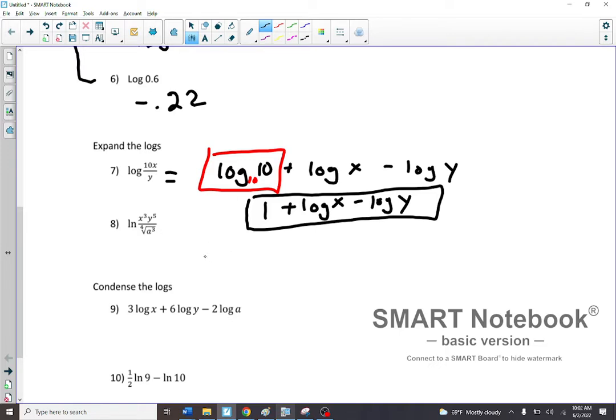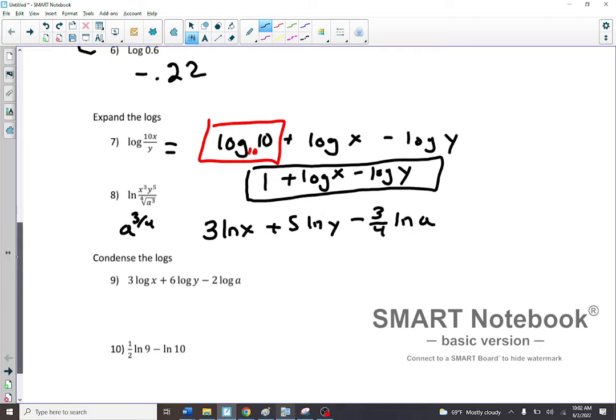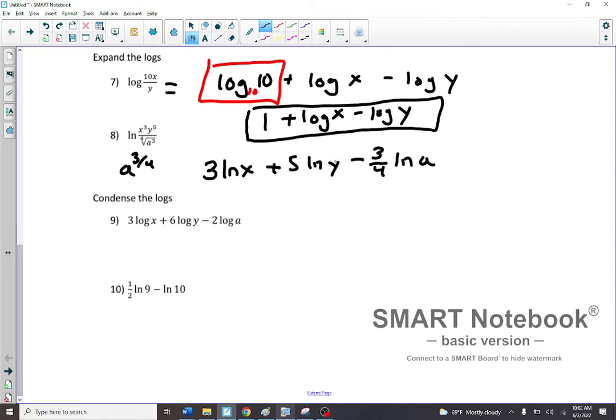Here, ln, anything that's an exponent moves to the front. So ln, 3 ln x plus 5 ln y minus, now, a 4th root of a, you could rewrite that as a to the 1/4 power. So I'm going to write 3/4 in front, ln a. That's the whole answer for this one. Can't be simplified anymore.